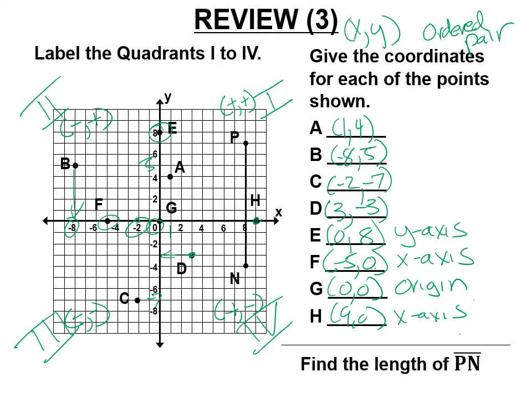All right, so how long is Pn? Well, 1, 2, 3, 4, 5, 6, 7. And that makes sense because this point has a y coordinate of 7. Then 1, 2, 3, 4 more, 7 plus 4, for a total of 11 units.